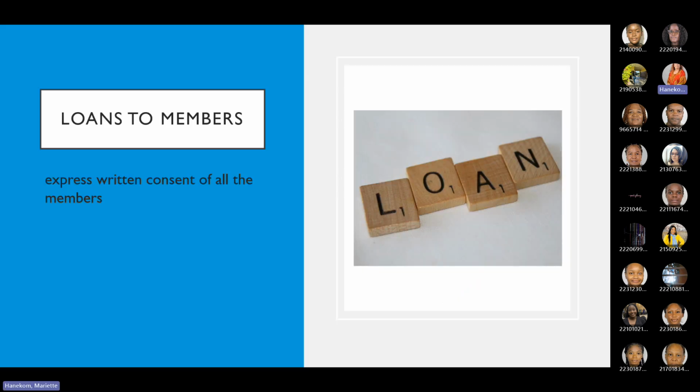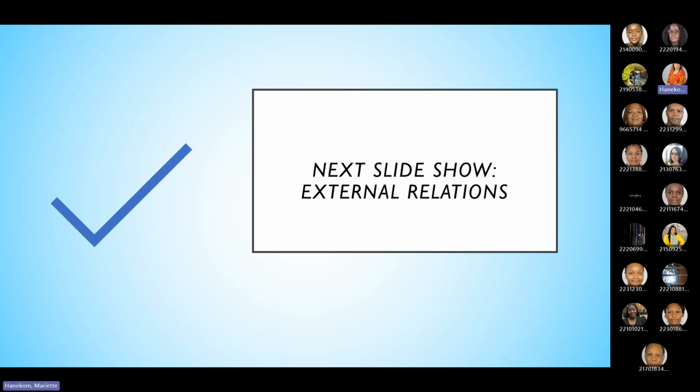Loans to members. Close corporation can lend money to a member. In order for a close corporation to lend money to a member, there must be express written consent of all the members. And that's it, short and sweet. That's how things work inside a close corporation. Any questions?